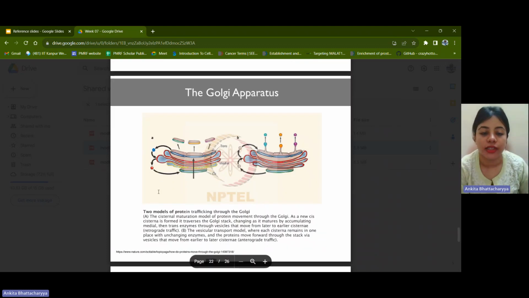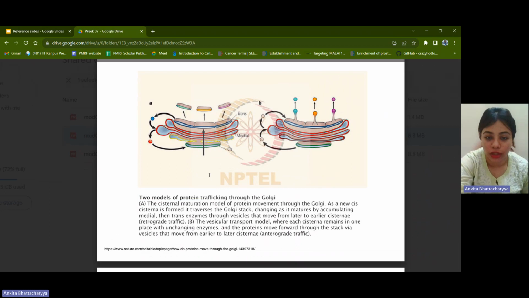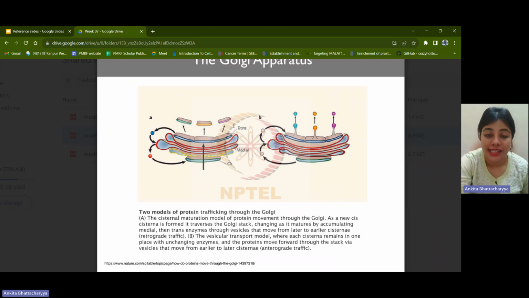So here is the Golgi apparatus, and the 2 models of trafficking that we see here. The first is the cisternal maturation model. In this case, a new cis cisterna is formed. So here is your cis state, the nucleus would be considered to be on this side, and these are the cis, medial and trans Golgi that we talked about. When a cis cisterna is formed, it traverses the entire Golgi stack and changes as it matures by accumulating medial and then trans enzymes through the vesicles that move from later to earlier cisternae. There is a retrograde direction of movement that is believed to be occurring.